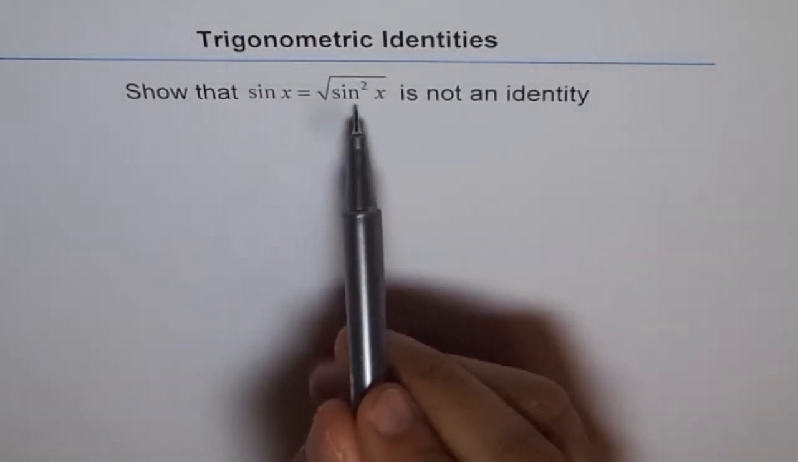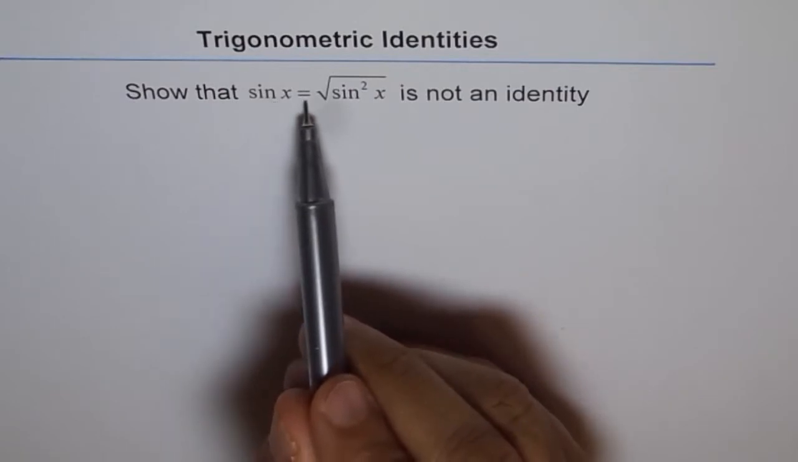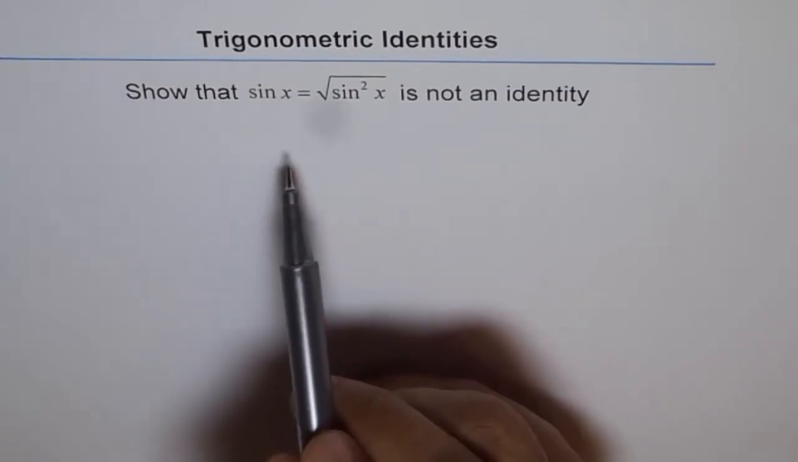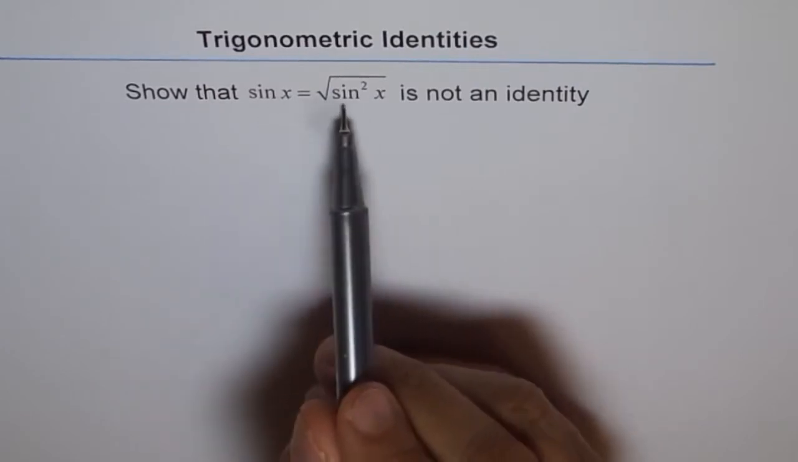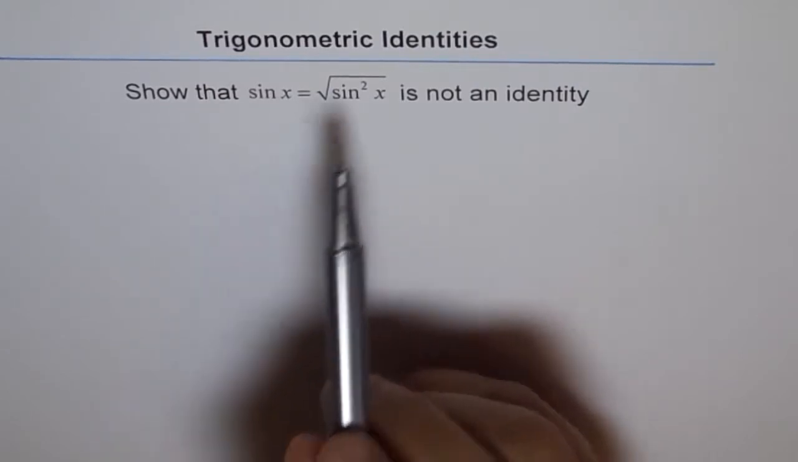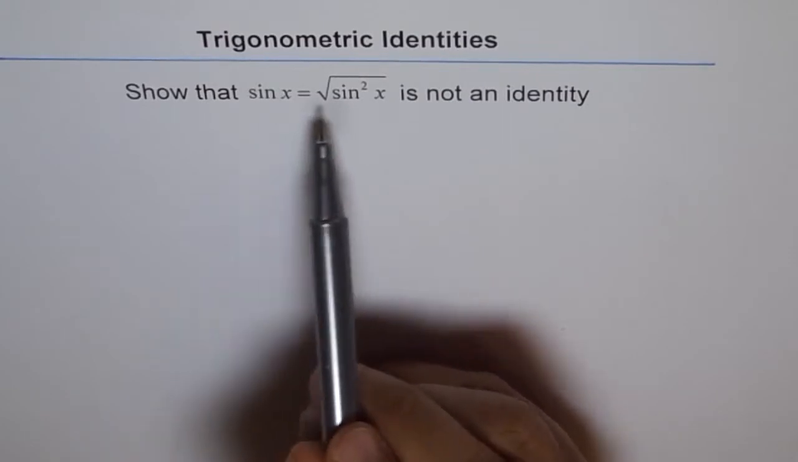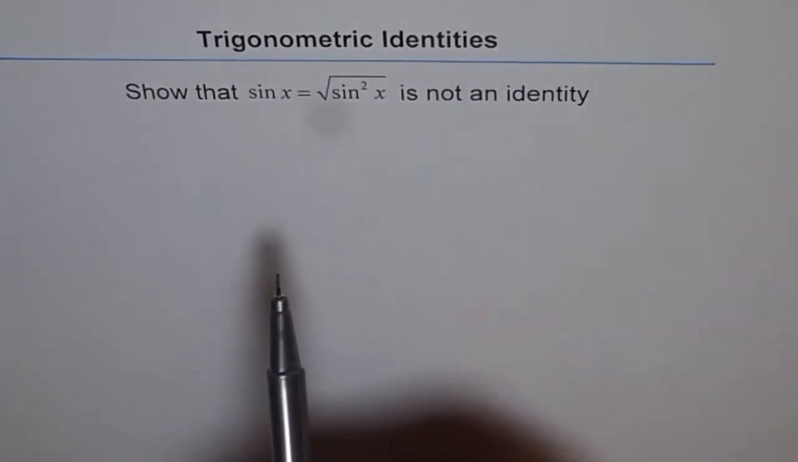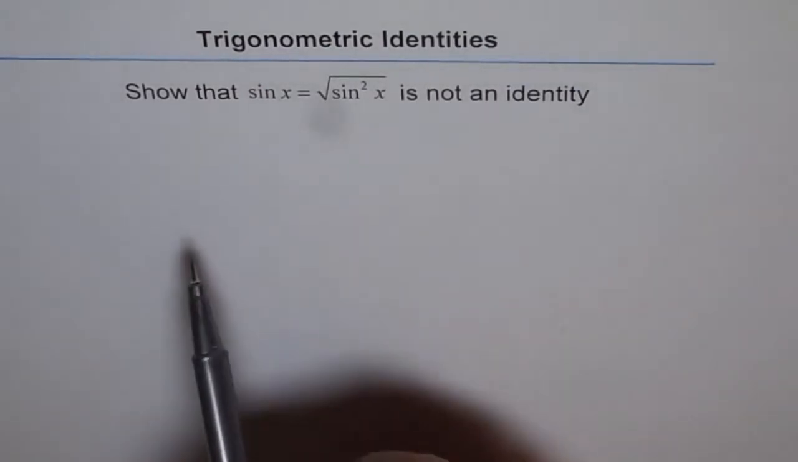This is definitely an equation. We have an equal sign in between, with something on the left and something on the right. They could be equal, but they may not be equal for all values. Identities are equations which are true for all values, correct? So that is the difference between identities and equations.